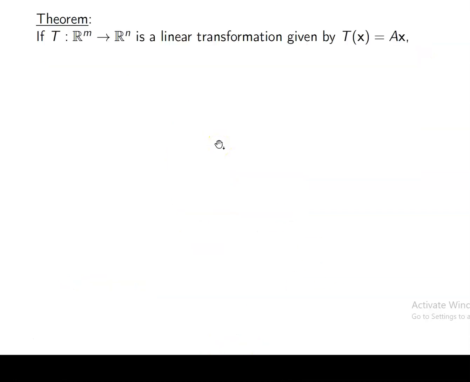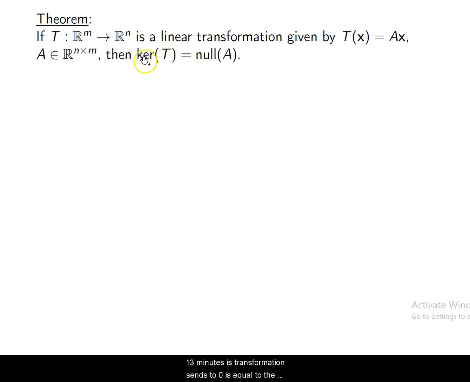Next theorem. If we have a linear transformation from Rm to Rn given by T of x equals Ax, right? So A, again, is our transformation matrix. A in this case is n by m because this is my rows and this is my columns, right? Then the kernel of T, right? So everything that this transformation sends to 0 is equal to the null space of A.